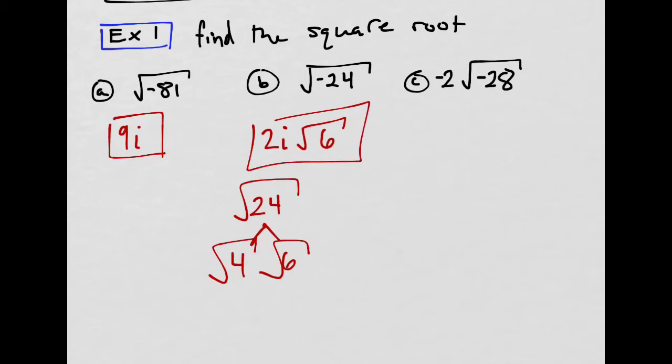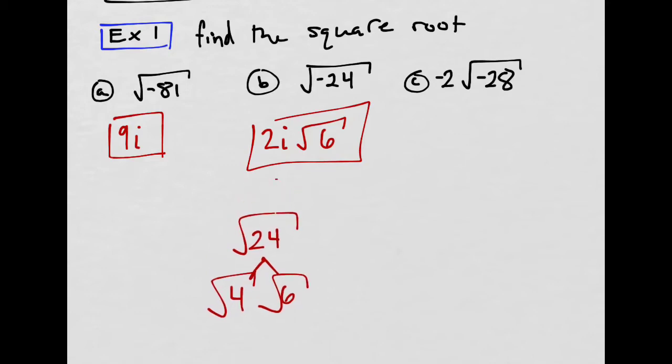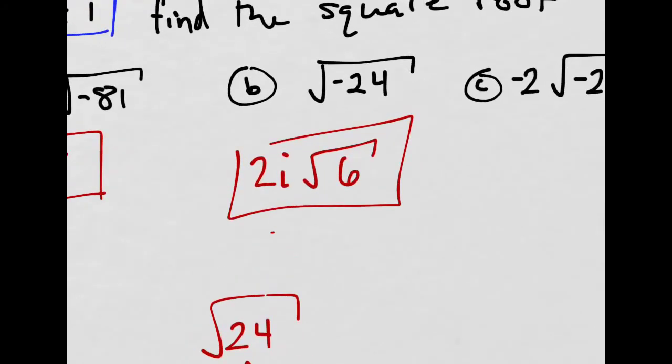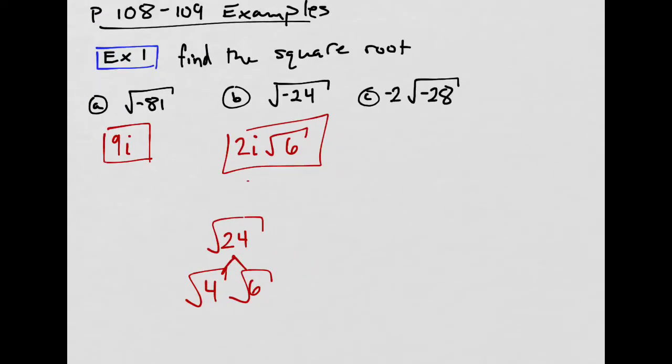What am I doing? First, I'm trying to rewrite 24 as a perfect square times something else. That's how I got the 4 and the 6. Then I take the square root of that perfect square, so I get the 2. And this is not a perfect square, so it stays on the inside, and I get to just leave the 6. So that's it. That's all there is to it. The negative on the inside comes outside as an i, because it's an imaginary number. There is no number that when you multiply it by itself gives you a negative.